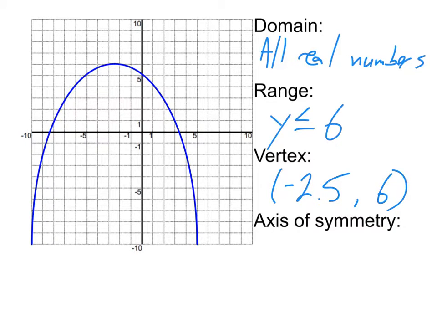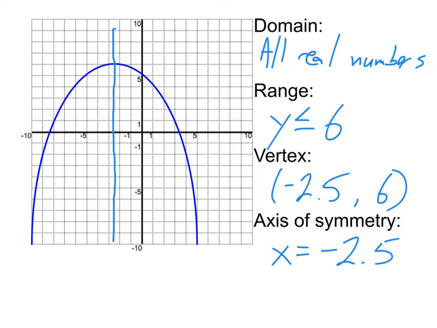And then finally, the axis of symmetry. Notice there is an axis of symmetry here. If I actually wanted to visualize where that was, it'd be going just like this. That is the line where it's the same on the left and on the right. And so basically what I'm doing for axis of symmetry is writing the equation of that line. Okay, well, it's a vertical line, so I know it has to be x equals a number. What is that number? Negative 2.5.